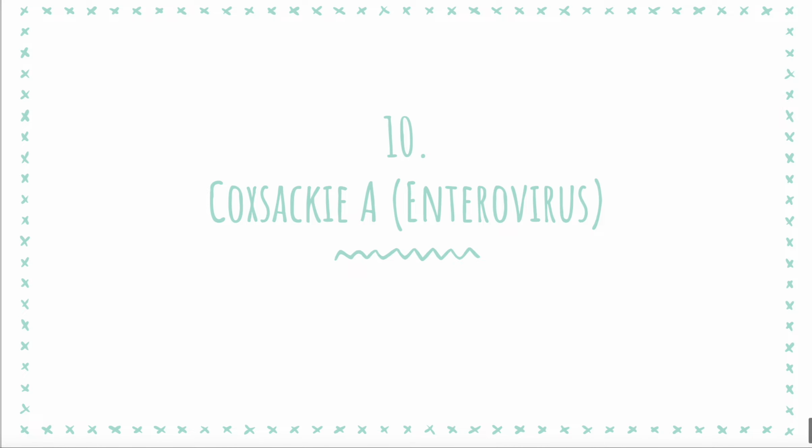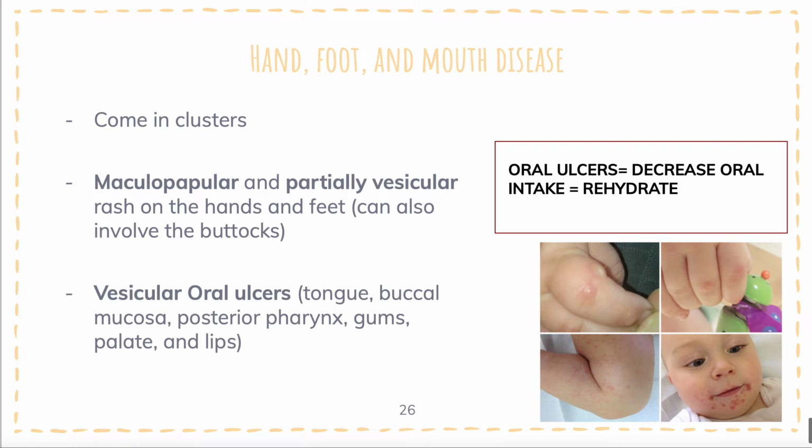Okay, we're going to talk about our 10th entity, which is the Coxsackie A or enterovirus. So this is known as hand-foot-mouth disease. Why? Because hence the name. First, to start off, they usually come as clusters, like herpes simplex virus type 1 and type 2. They come as clusters because it quickly spreads between kindergarten children, and they present to the hospital as clusters.